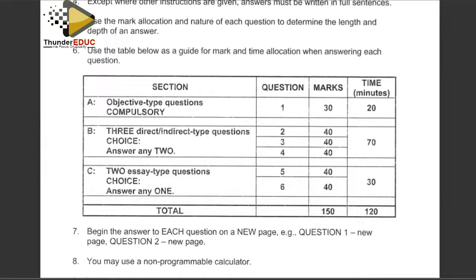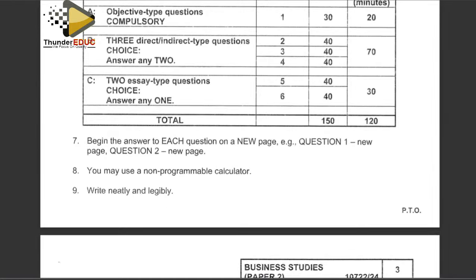Okay, right. So now instruction number 7 reads as follows. Begin the answer to each question on a new page. Most of you, grade 12s, from what I've seen, fail to follow this particular instruction, where you fail to start each and every question on a new page. Instruction number 8, you may use a non-programmable calculator. And then the last one, write neatly and legibly.